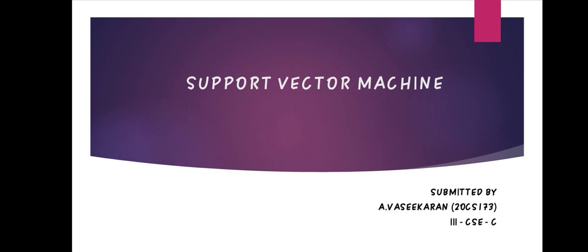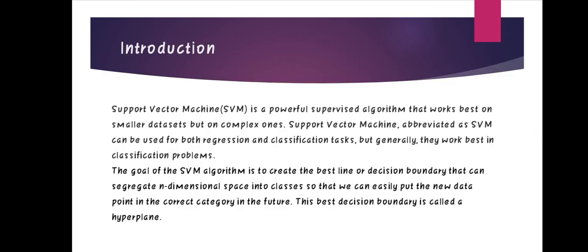In this video, we are going to see about support vector machine. Support vector machine is a powerful supervised algorithm that works best on smaller datasets but on complex ones. Support vector machine, abbreviated as SVM, can be used for both regression and classification tasks, but generally it works best in classification problems.